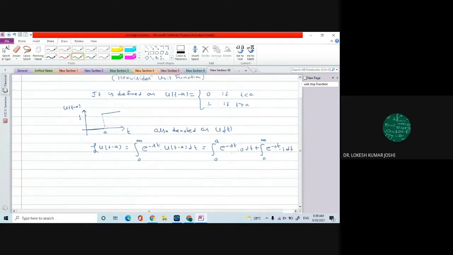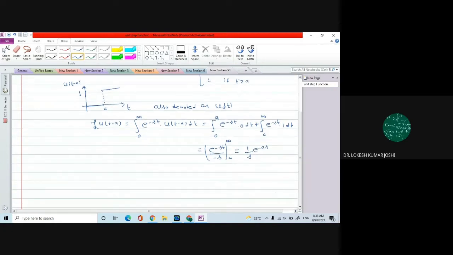This term will become 0. The second term will become the integration of e to the power minus st, which is e to the power minus st over minus s, with limits from a to infinity. If we substitute the limits, the upper limit gives 0 and the lower limit gives 1 upon s times e to the power minus as. Therefore, the Laplace transform of u(t minus a) equals 1 upon s e to the power minus as.